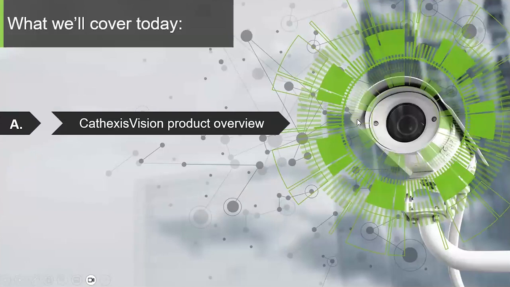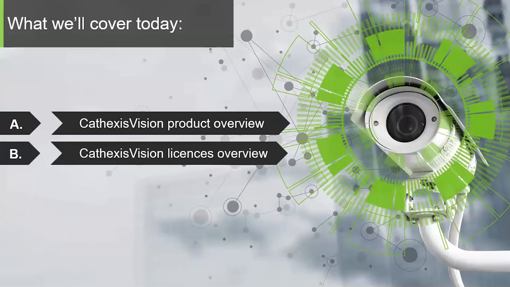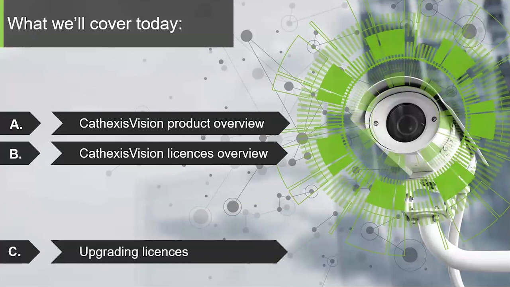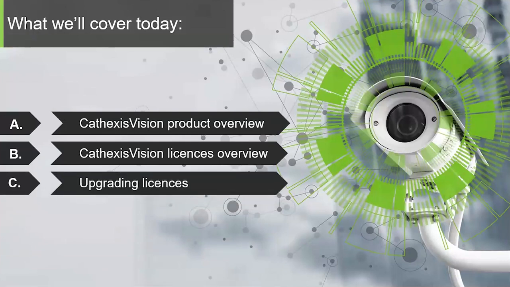The first section we're going to look at is the CATHEXISVision product overview. From there, we're going to move on to the CATHEXISVision license overview. So here we're going to talk about all of our available licenses and the functionality that it provides you. The third section we're going to cover is upgrading licenses. We're going to talk about the benefits of our upgrades, as well as a little tool that will make calculating upgrades easier for you.